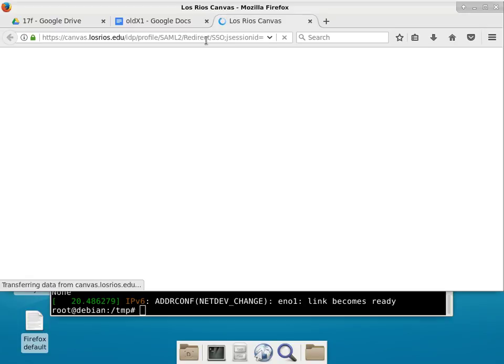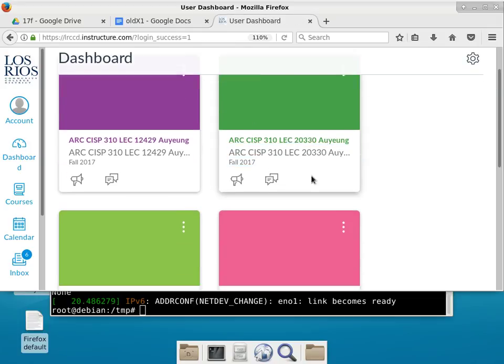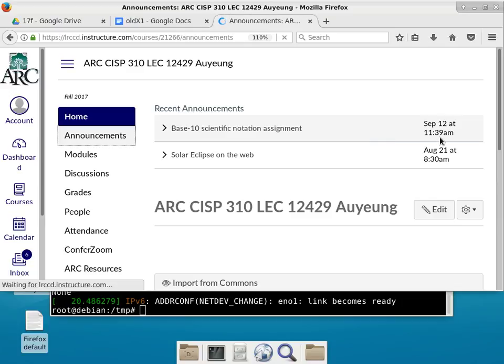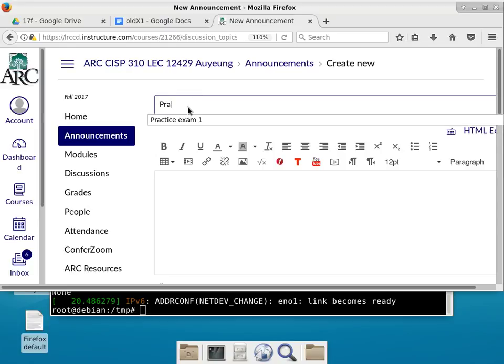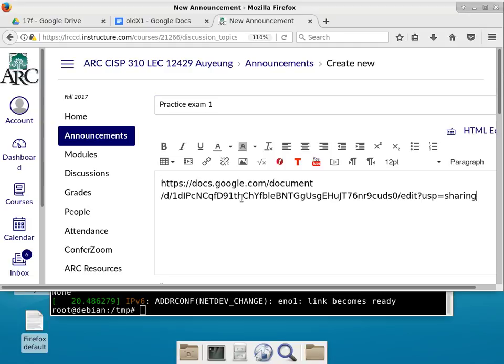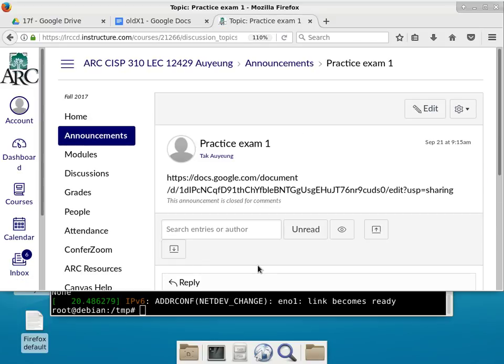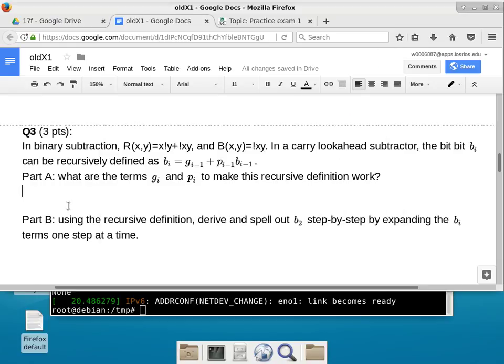and we'll go to Canvas and link it to one of the announcements. I'll put it into an announcement. And this is the Tuesday, Thursday class. And I'll just put the link here. There we go. So now, if you have a device with you, tablet, phone, or whatever, you should be able to actually see the document as I edit the document and insert the answers.